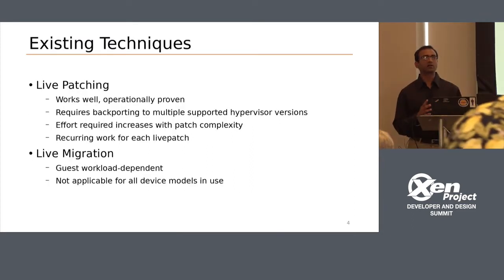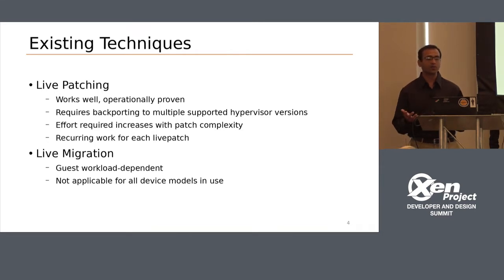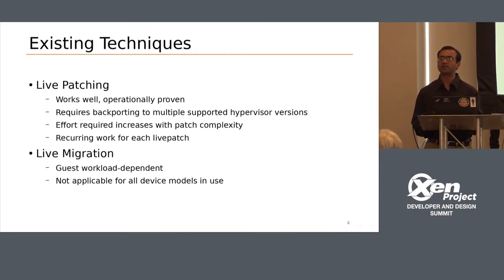Certainly there are a couple of other things that we could do, which we do have support for in Xen today. One of them is live patching. Live patching works really well. It has been proven operationally. But there are a few drawbacks to it. It requires regular backporting of patches to the multiple supported hypervisors running in the fleet. There's some effort required depending on the patch complexity, like if there are data structure changes and so on, that makes live patching slightly difficult. And of course, this is recurring work for every patch that we have to apply.